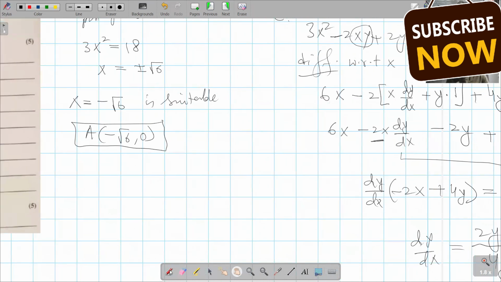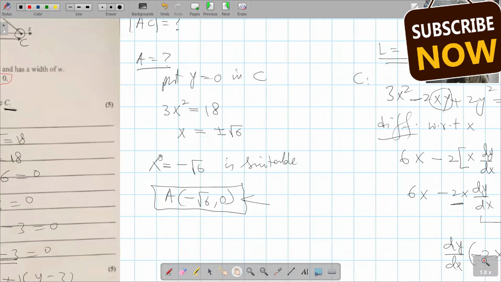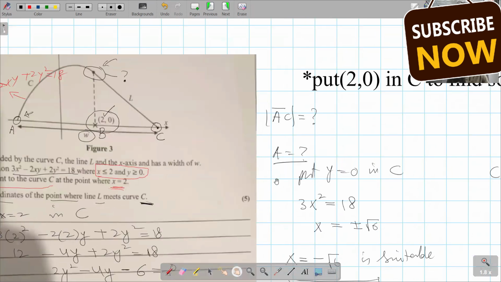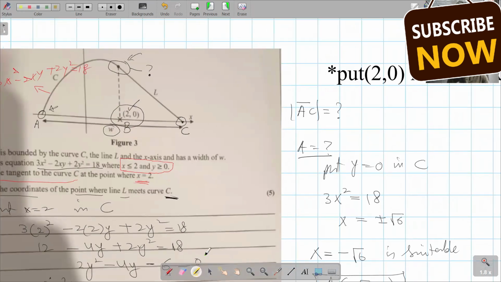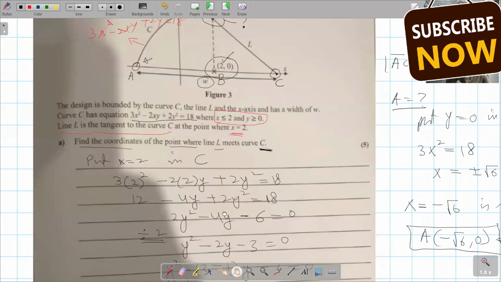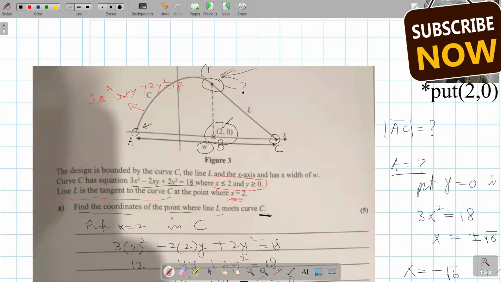And we have already obtained this point. What were the coordinates of this point? What we got earlier? It was 2 comma 3. Right? This point is 2 comma 3. This is the point of tangency.